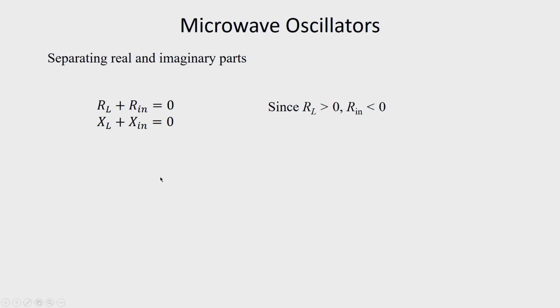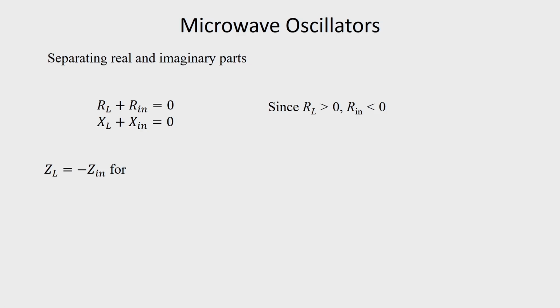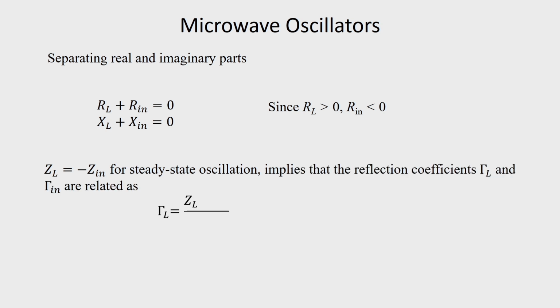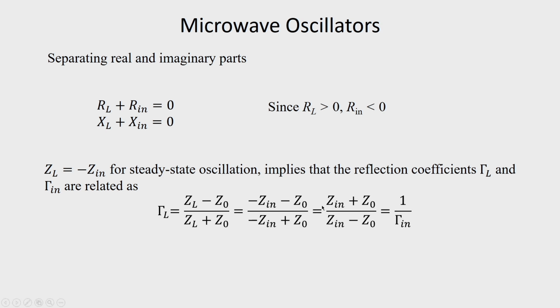Since RL is a passive load, it is greater than 0. So, this condition is satisfied only if Rin is less than 0. Now, ZL is equal to minus Zin for steady state oscillation.